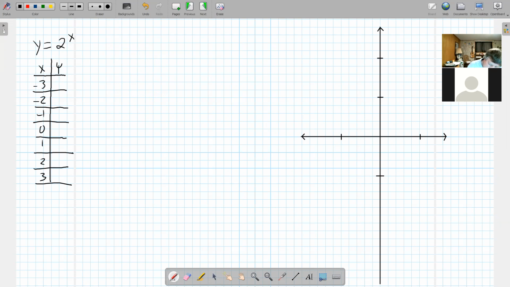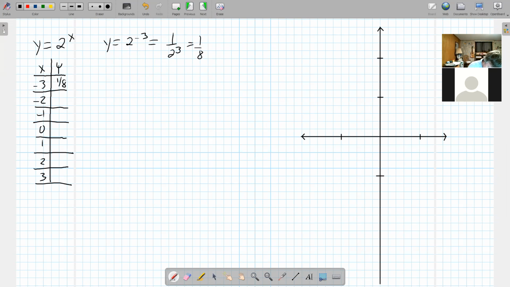If x is -3, I have y equals 2 to the -3 power. But recall that's 1 over 2 to the +3 power. Writing the reciprocal of the base changes the sign of the exponent. So this is 1 over 8. You okay with that?